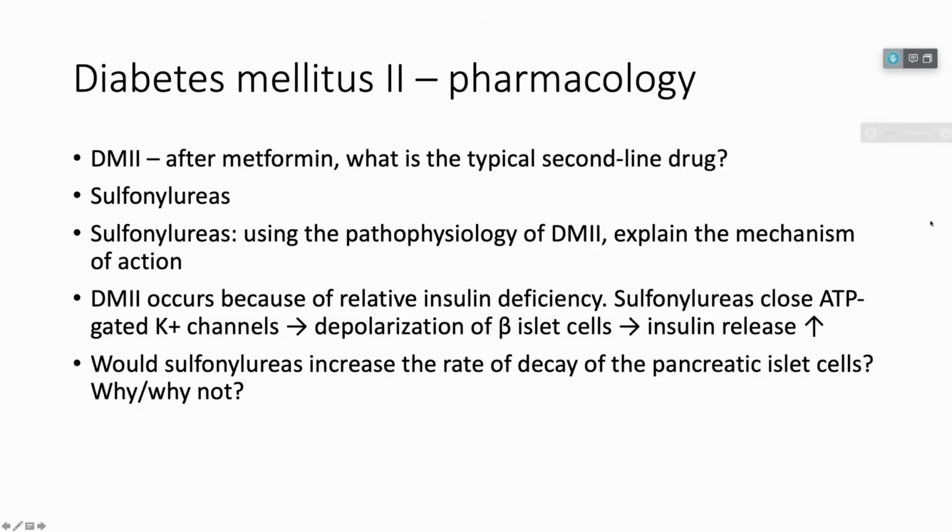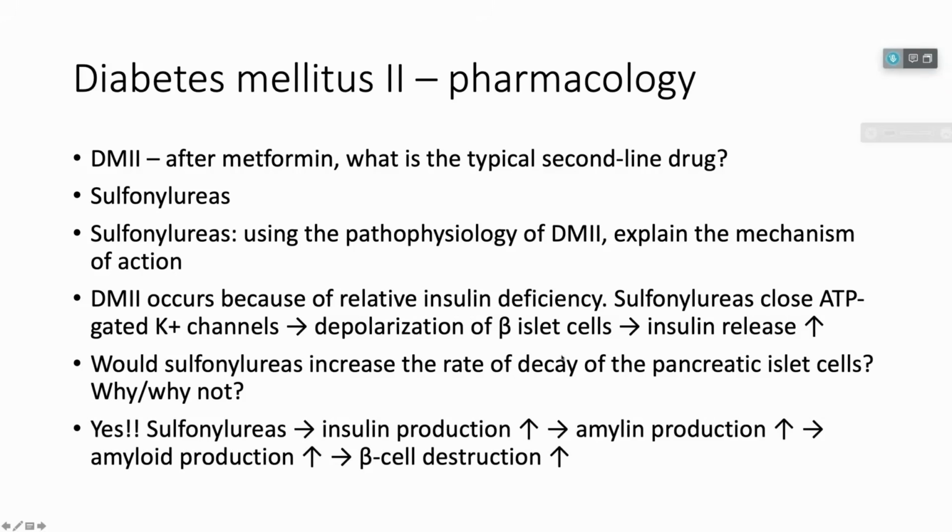Okay, so Paula, can you tell me, would sulfonylureas increase the rate of decay of the pancreatic islet cells? Why or why not? I think they would, because they push you to release more insulin, and I think that would probably increase the insulin production. Yeah, exactly. And so increase the amyloid. Yeah. So unlike metformin, which decreases my glucose production, sulfonylureas go on the opposite end. They're just trying to increase my insulin production.